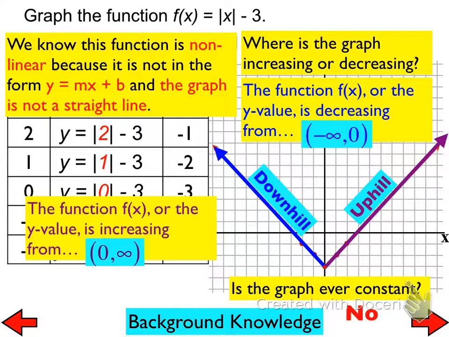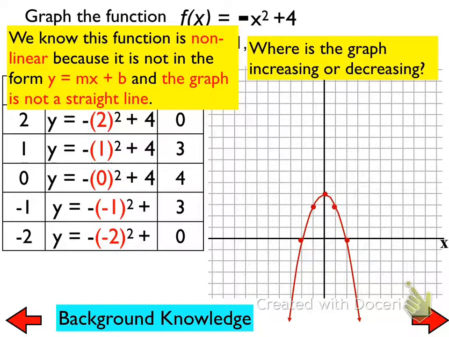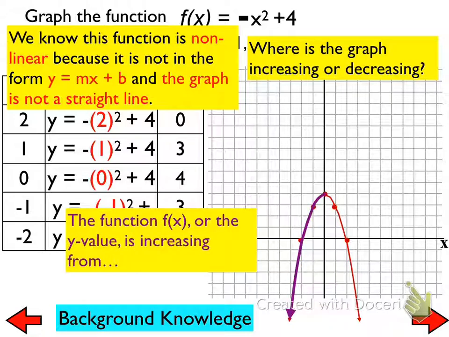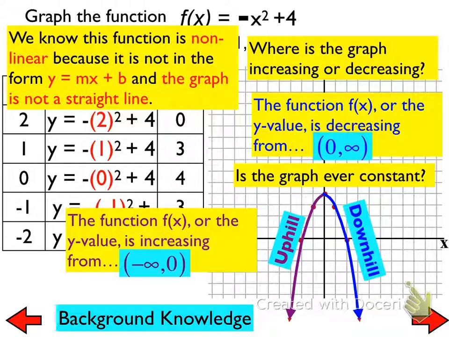And then we took a look at another graph that we had worked on several lessons ago, an upside-down parabola, and that graph is increasing from negative infinity to 0 because that's where the graph is going uphill. And then on the right side of that graph where it's going downhill, that is where the graph is decreasing. So it's increasing from negative infinity to 0 and decreasing from 0 to infinity. And neither the previous graph nor this one have any parts on it that are constant.